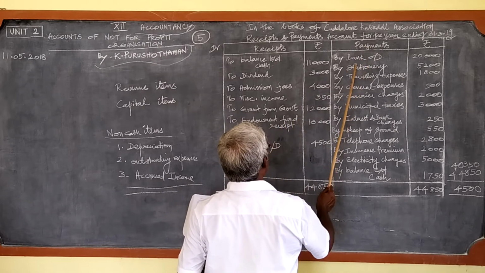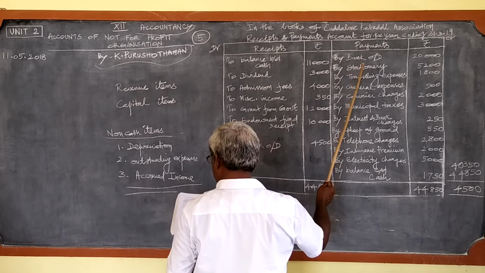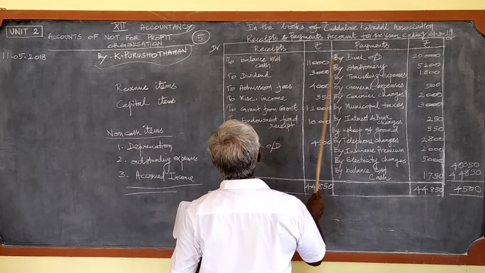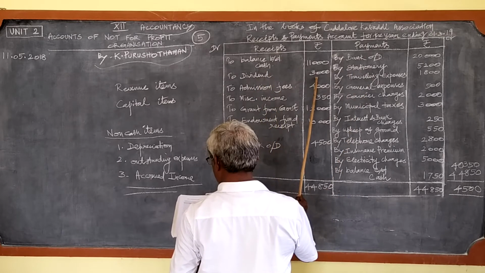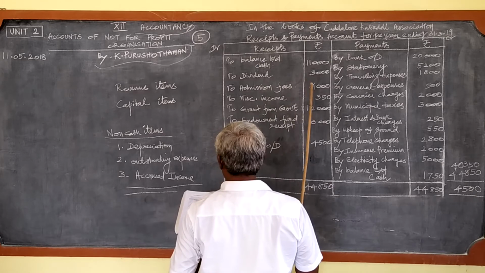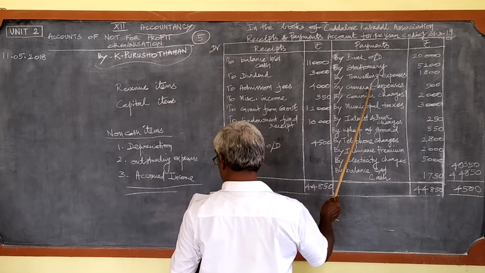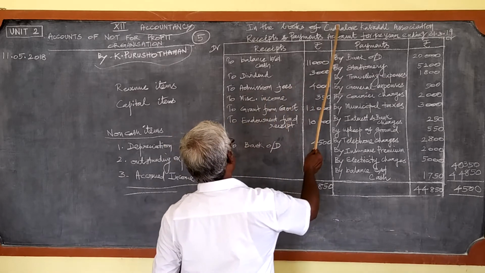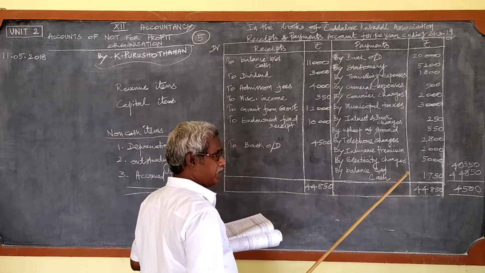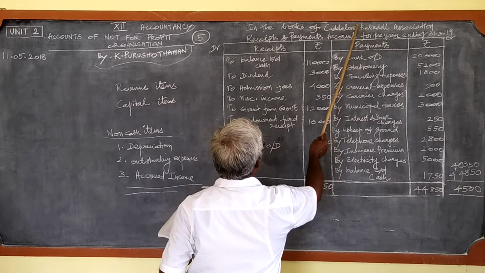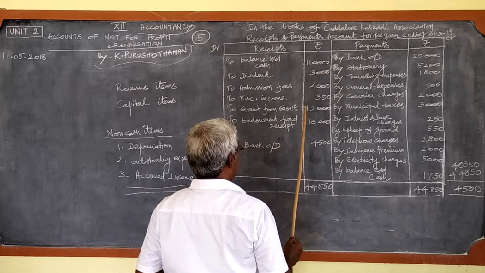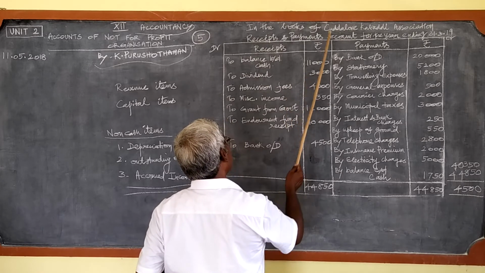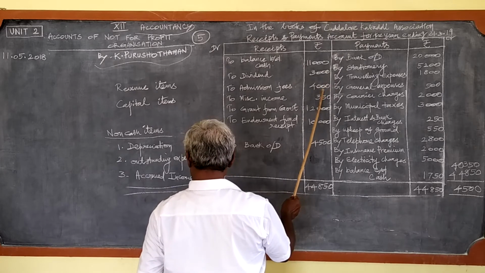Stationery purchased, we have written it because it is a payment. Traveling expenses, it is a payment. Dividend received, it is a receipt. Then the next item, general expenses, therefore it is an expense, payment side. Admission fees is received by the club. Whenever a person is admitted as a member into the association, he should pay the admission fees. So that admission fees is collected by the club, so it is a receipt for the club.